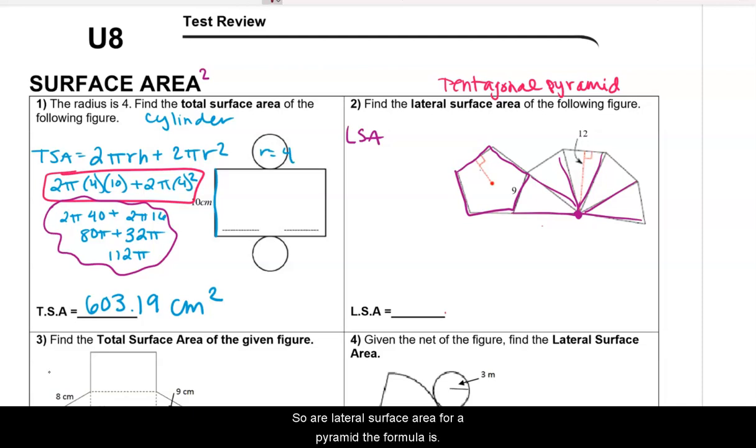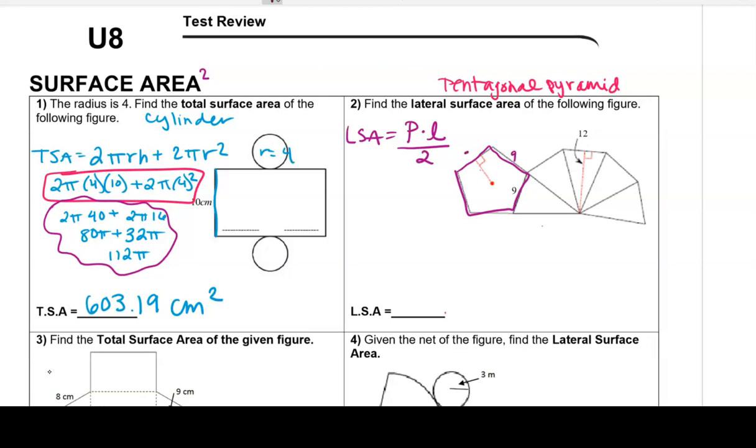So our lateral surface area for a pyramid, the formula is capital P times L divided by 2, where P is the perimeter of the base. So we just said that this pentagon here is the base. So we need to find the perimeter of that base. If this side is 9, that means all the sides are 9. And there are 5 sides. So the perimeter would be 9 times 5, so a total of 45. Or we can think of it as 9 plus 9 plus 9 plus 9 plus 9, but that's a lot of steps there. So 9 times 5 is 45.